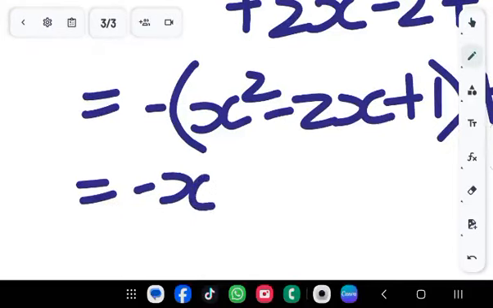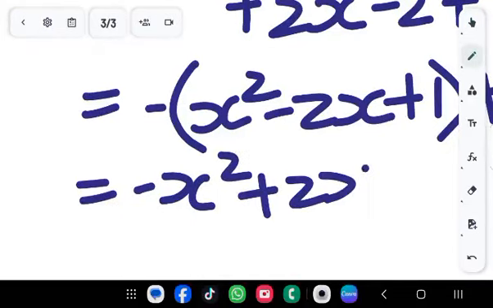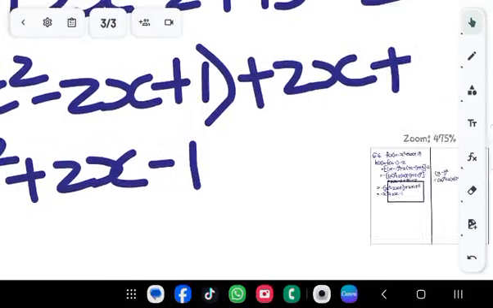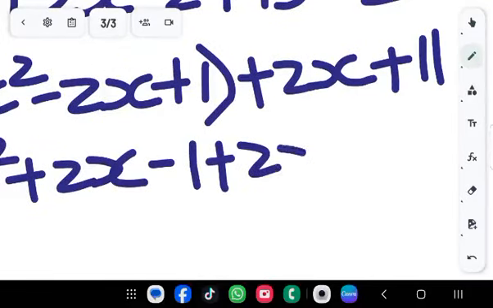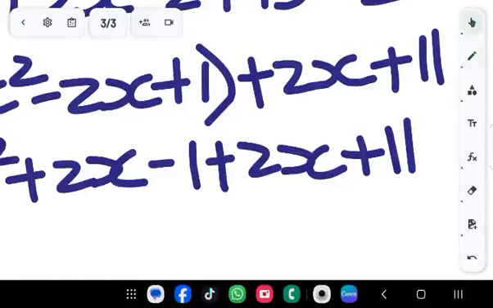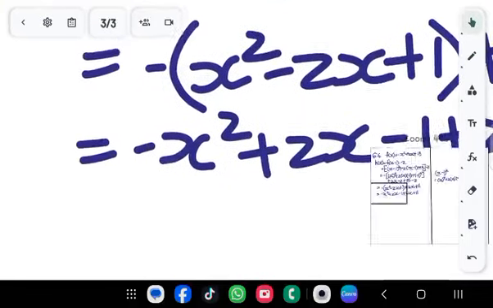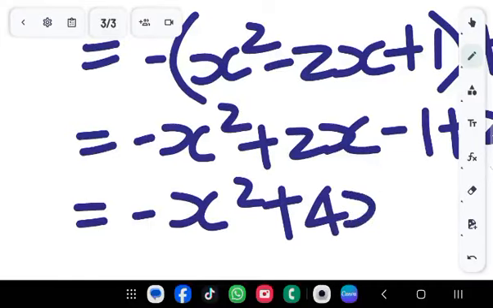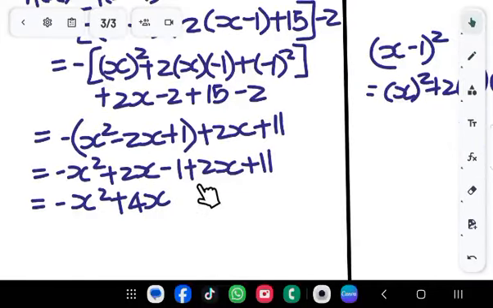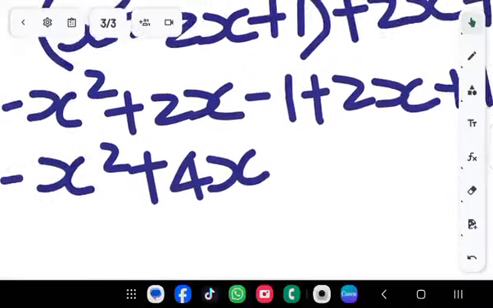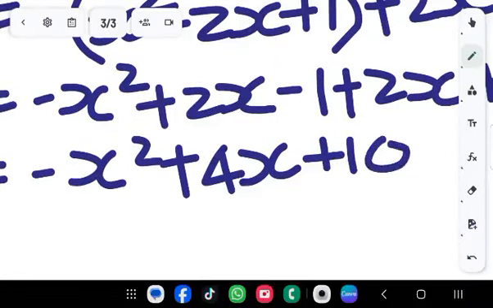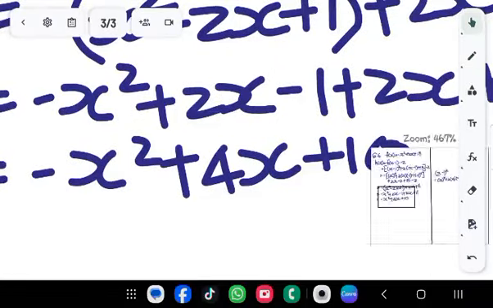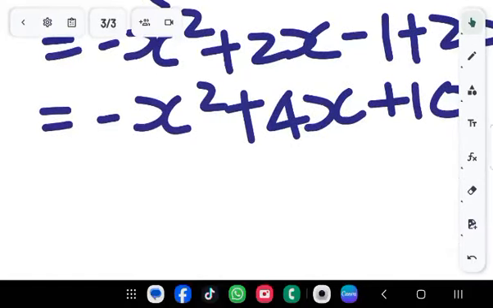Now let's take off the bracket so that we can factor in the negative sign, plus 2x plus 11. So we've got 2x plus 2x. Let's add like terms. That gives us minus x squared plus 4x. Then we've got minus 1 plus 11. That gives us 10. So that is plus 10. Now we complete the square so that we can convert this into the second standard format.